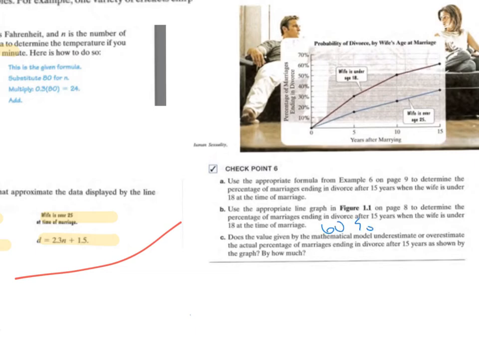So the question that we need to look at is, does this value given by the mathematical model underestimate or overestimate the actual percentage of marriages ending in divorce after 15 years as shown in the graph? It overestimates by 5%.